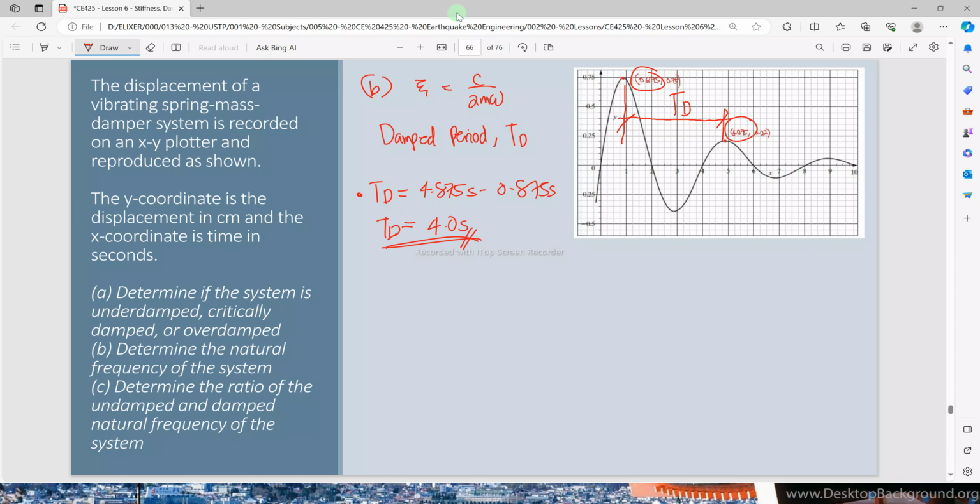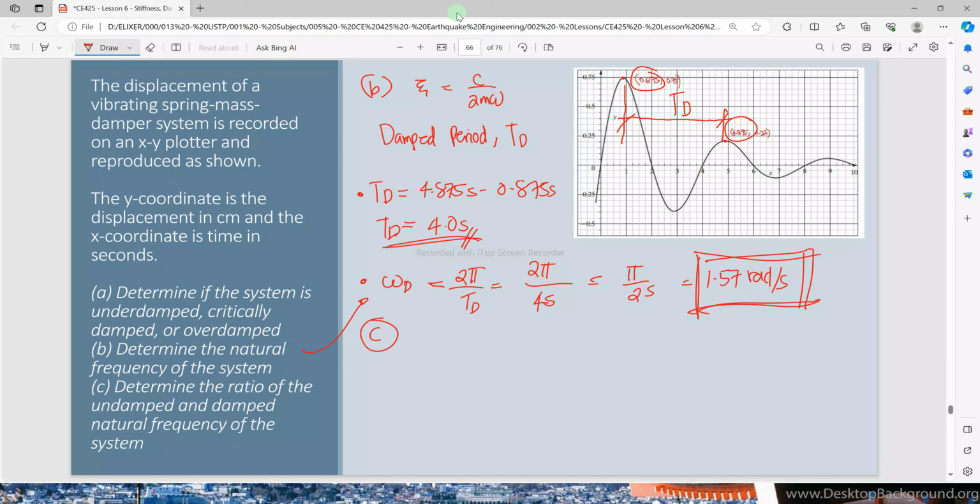Since we have our damped period, TD, then we can get our damped natural frequency. My formula is equal to 2 pi over T. So we have 2 pi over 4 seconds, then we have pi over 2 seconds, or 1.57 radians per second. So we have our answer for B, the natural frequency of the system, but damped. This is the natural frequency of the system, but damped.